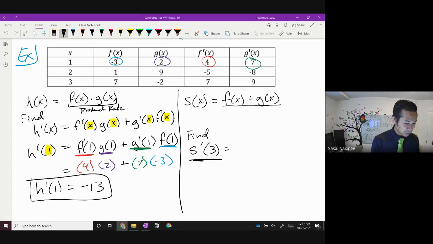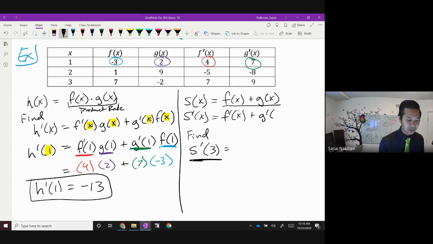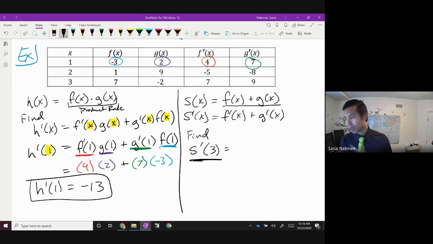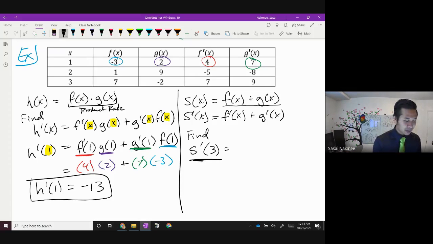All right, check this out. I'm asked to find the derivative of S. But I know the S function is just the F function plus the G function. So if I'm taking the derivative, it's the addition rule: the derivative of F plus the derivative of G. That's it. I don't have to do the product rule. And then if I'm evaluating the derivative at 3, I simply plug 3 into the derivative I just found.